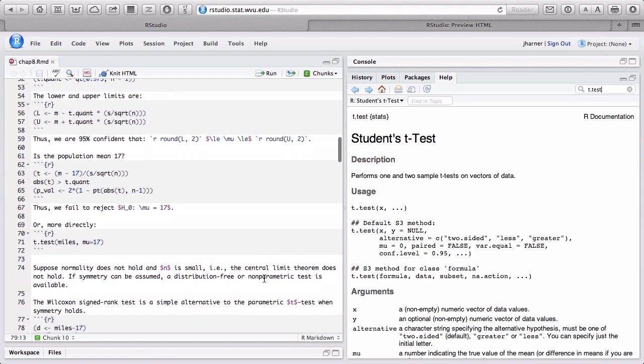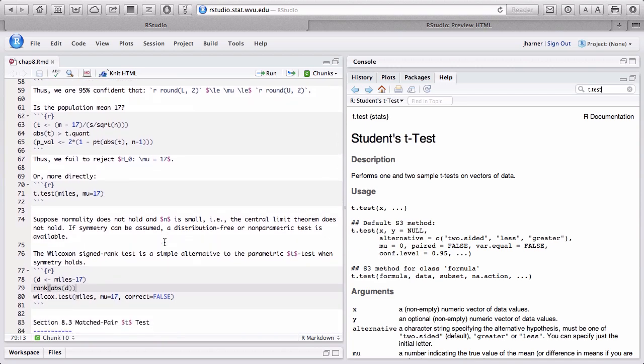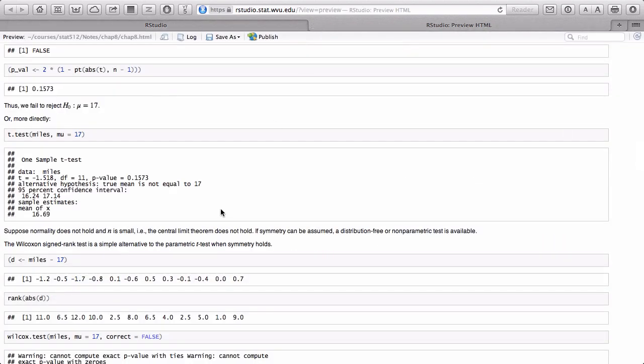So we can do this very directly. We can say t.test and just compute everything for you. But as I said, you have a number of options. Also notice by default that it gives you a confidence interval. So the 95% confidence interval is given, and they give the mean.